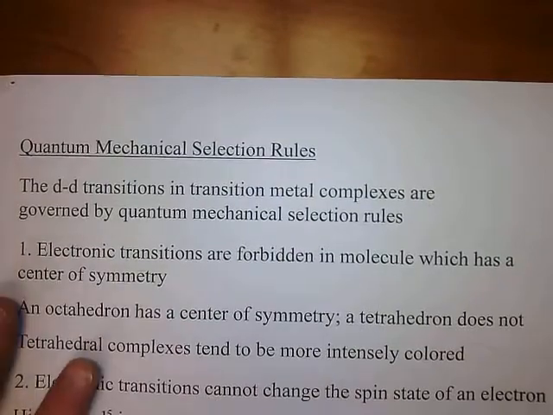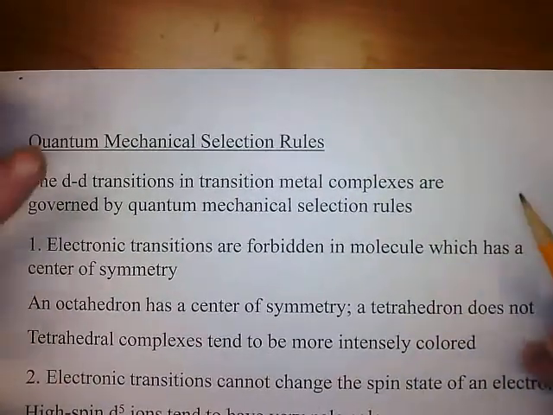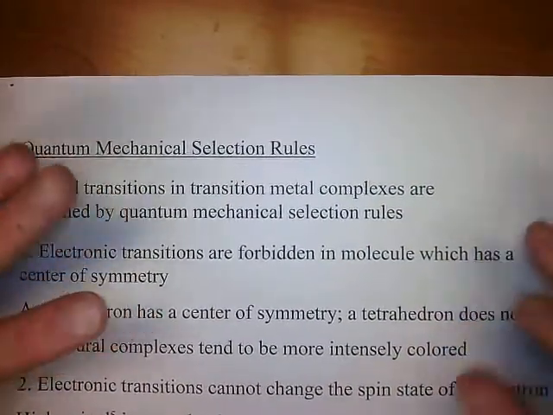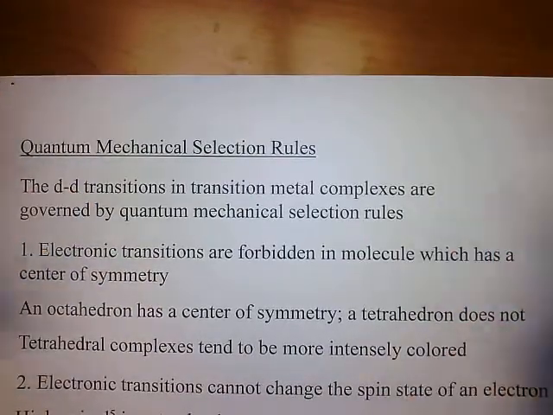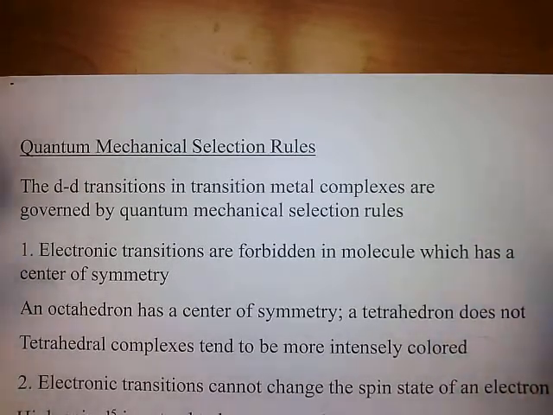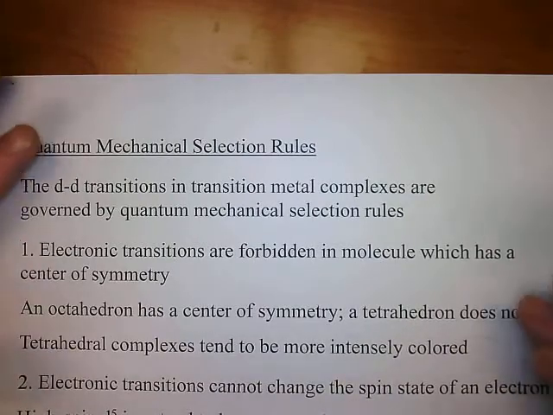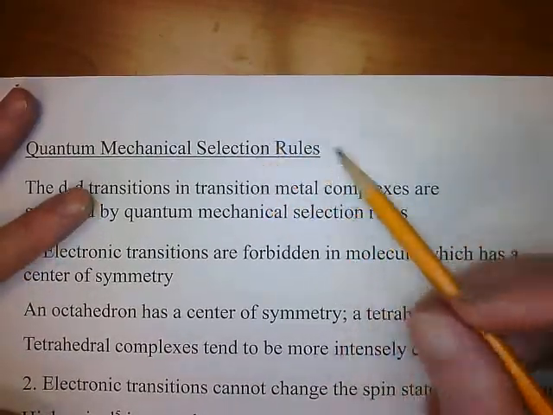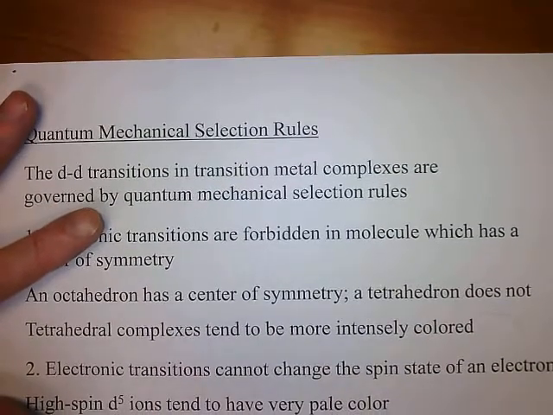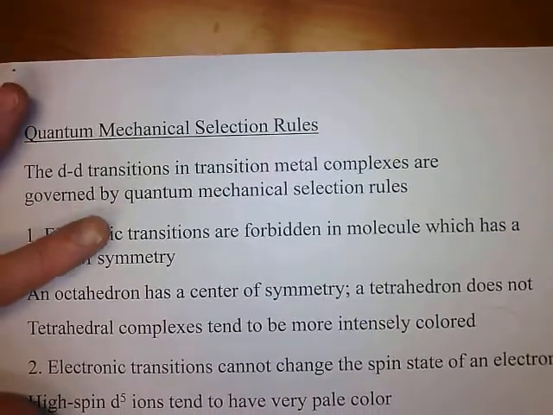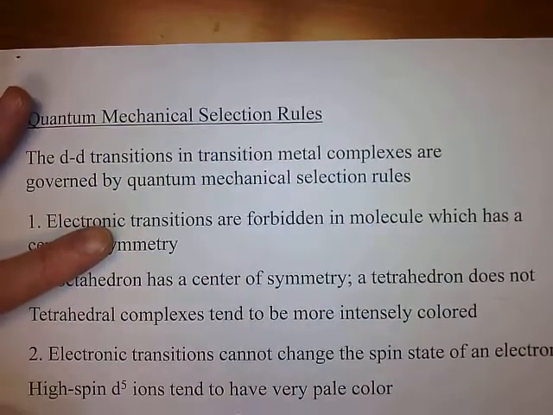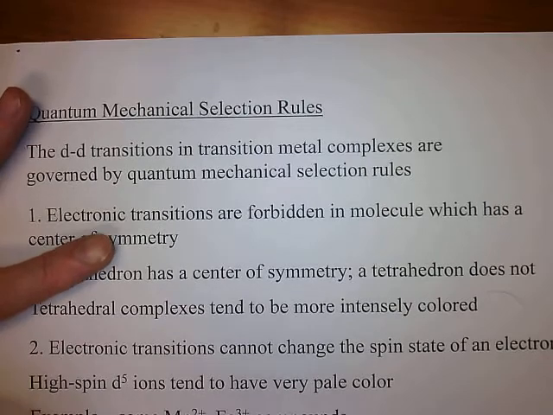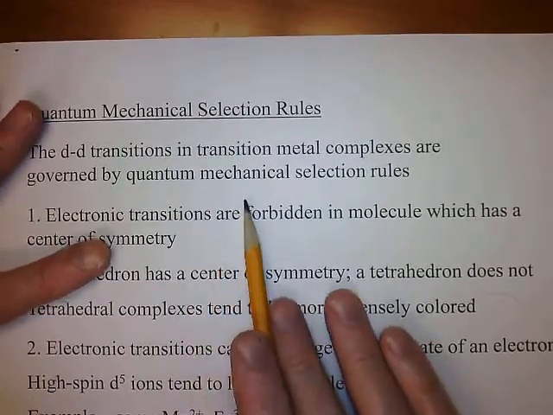So, last thing here. We said that these transition metal compounds are colored because we're splitting the energies of the d orbitals, and the energy of that splitting falls in the visible region of the spectrum. They're absorbing visible light, that's why they're colored. Those d-d transitions are subject to some quantum mechanical selection rules that we need to talk about. The d-d transitions in these transition metal complexes are governed by these selection rules.